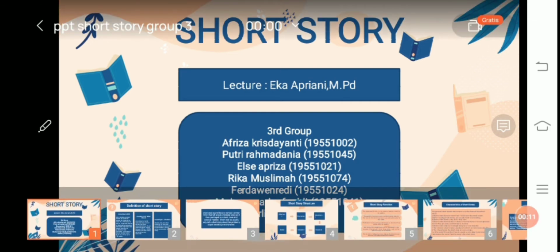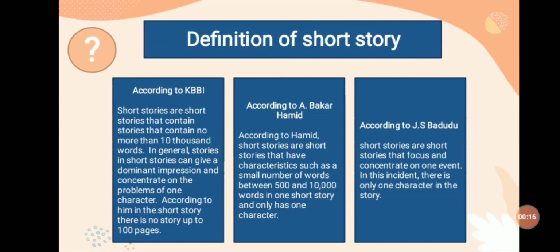Today we will give you all information about short stories. First material is about the definition of short story. According to the Indonesian dictionary, short stories are short stories that contain no more than 10,000 words. In general, stories in short stories can give a dominant impression and concentrate on the problems of one character. According to him, in the short story, there is no story up to 100 pages.